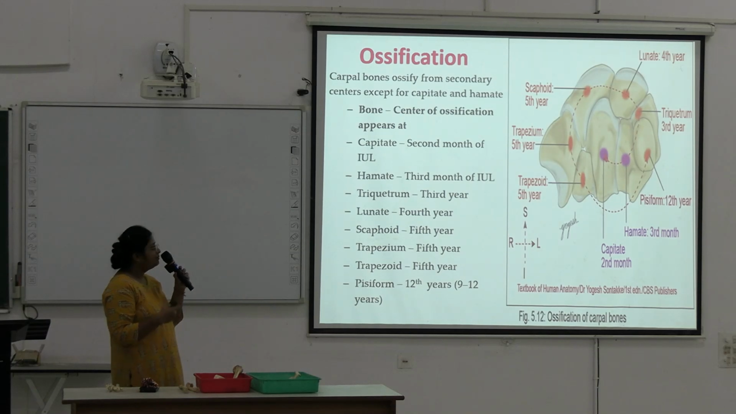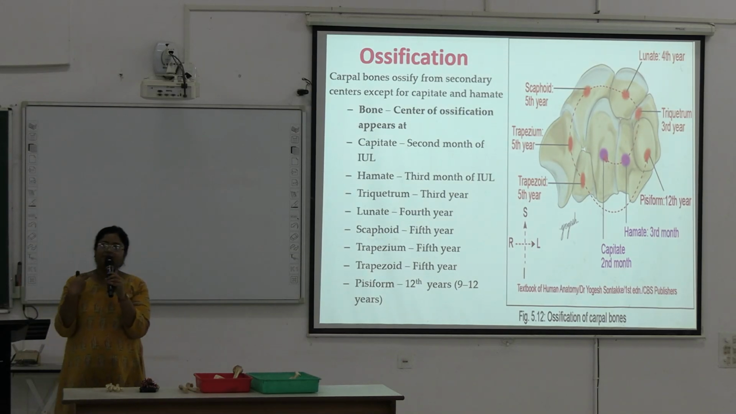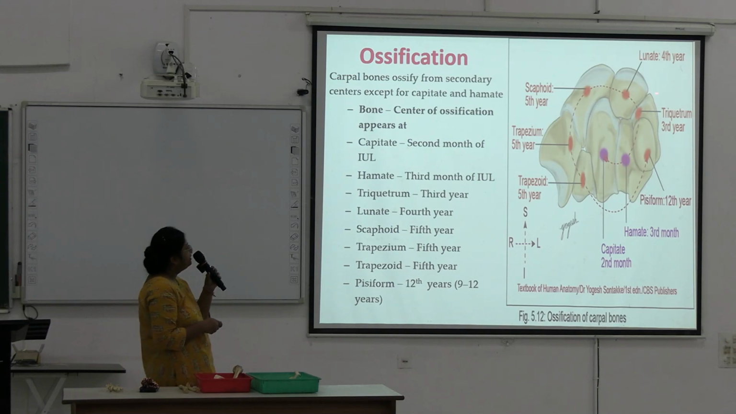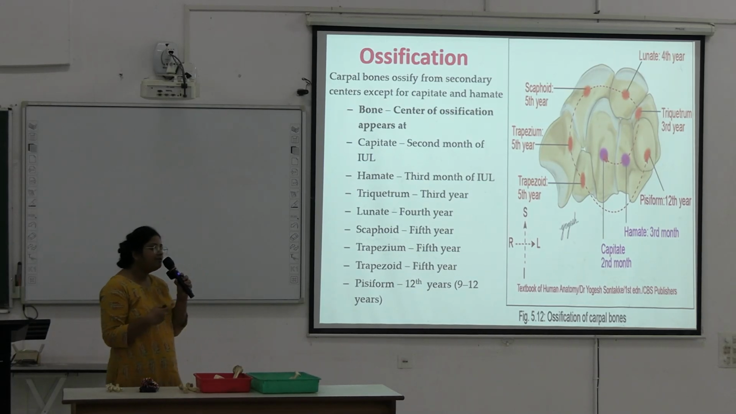So next we go to the ossification of carpal bones. This is asked in your viva and also comes in your theory. Ossification of the carpal bones: it goes anti-clockwise. See here, capitate and hamate occur within the first year after birth. So capitate appears at the 2nd month, hamate appears at the 3rd month. Okay, so these are occurring in the first year of life.